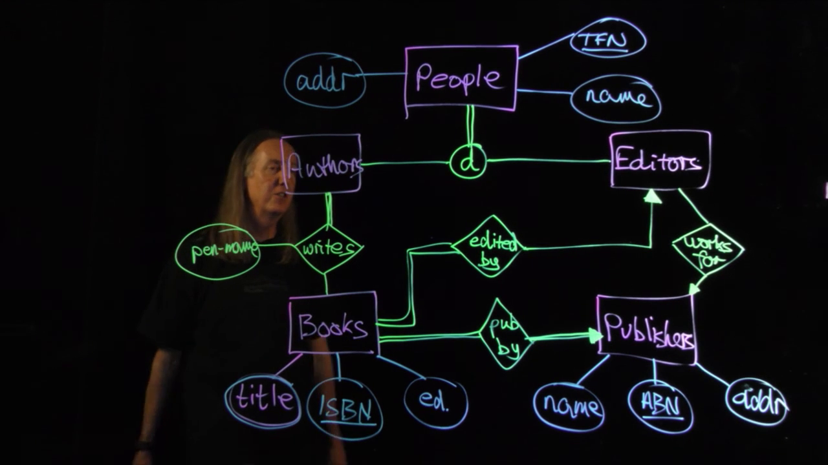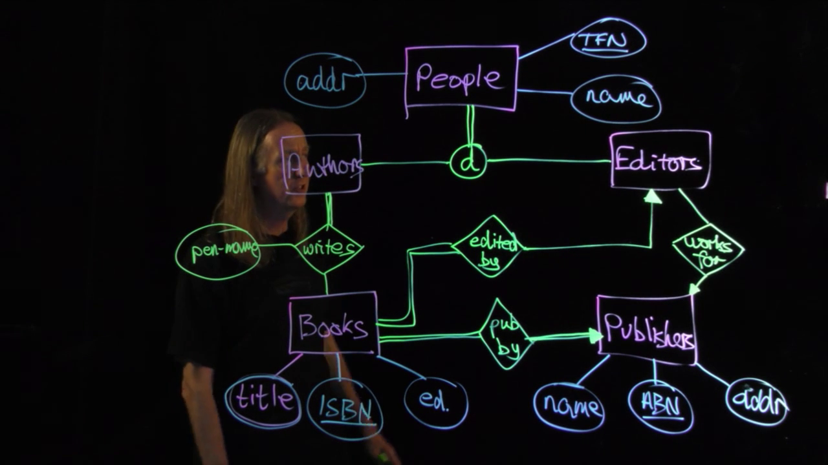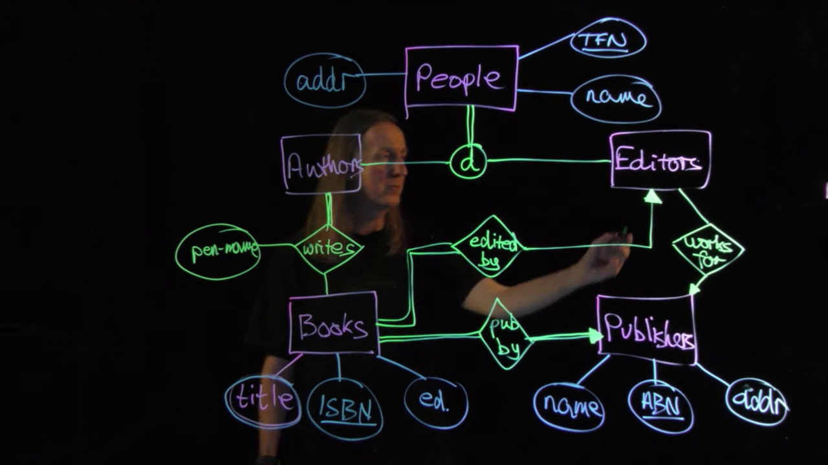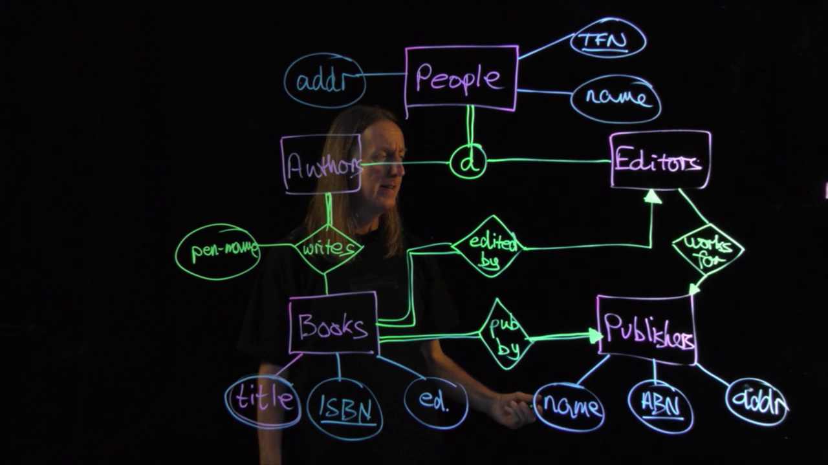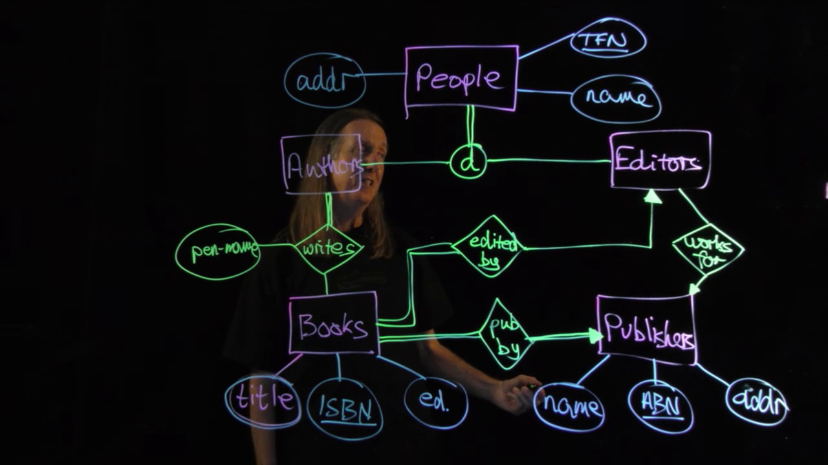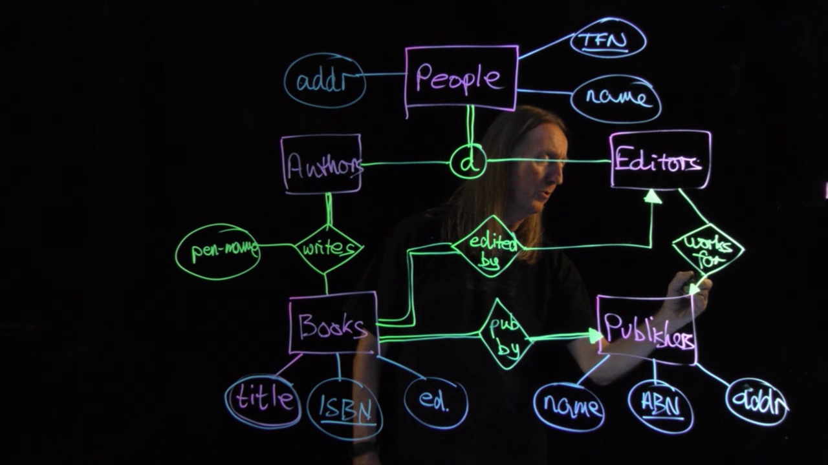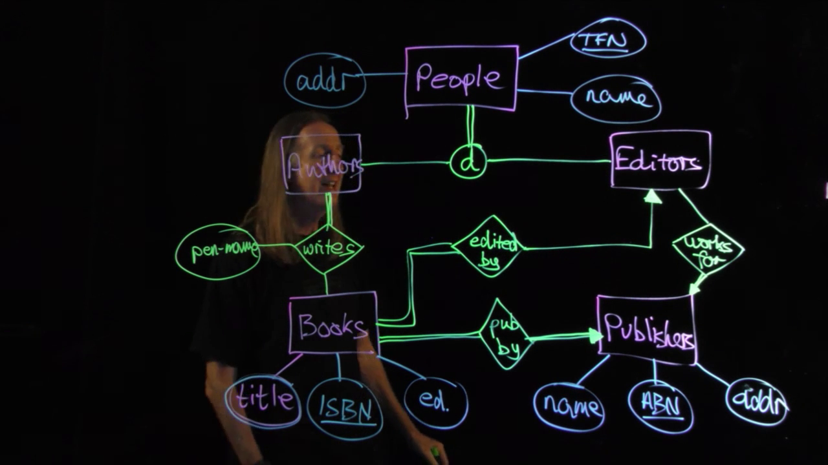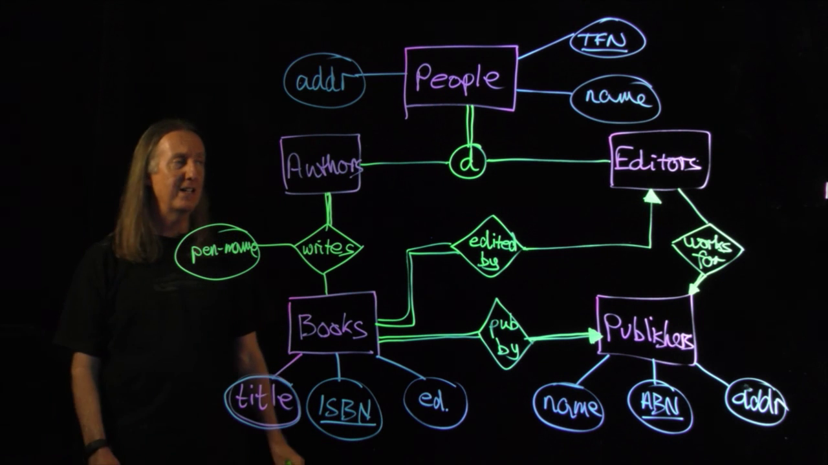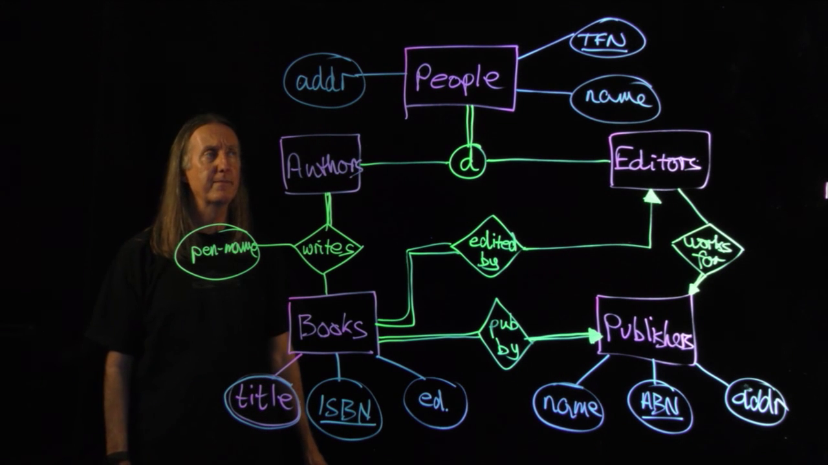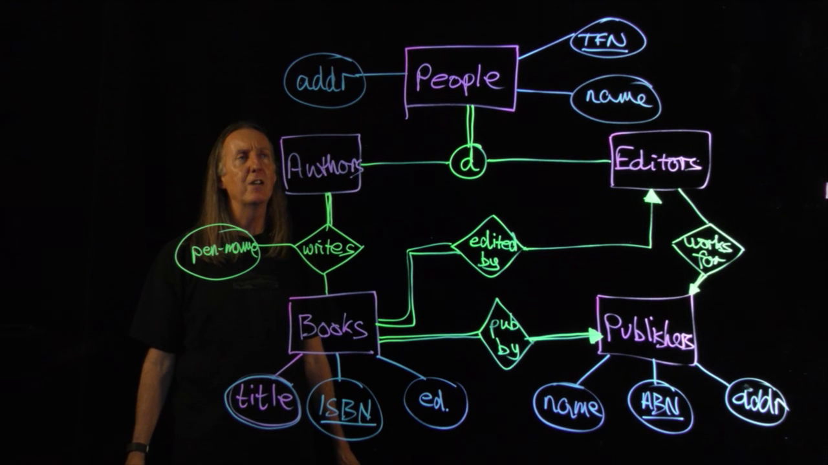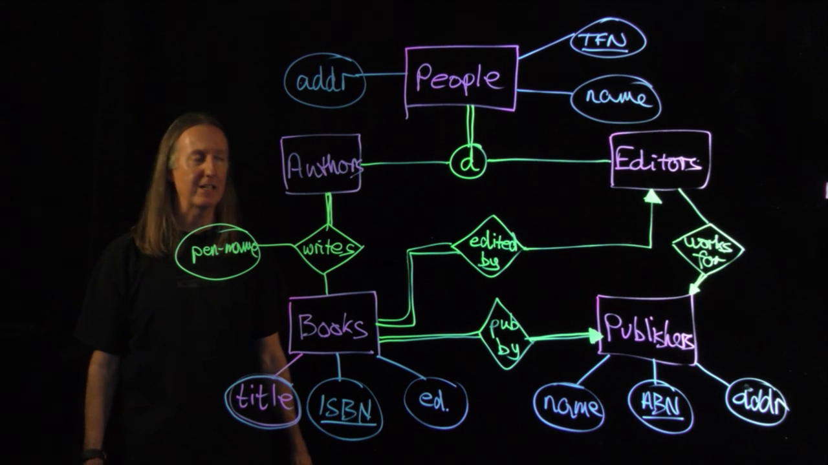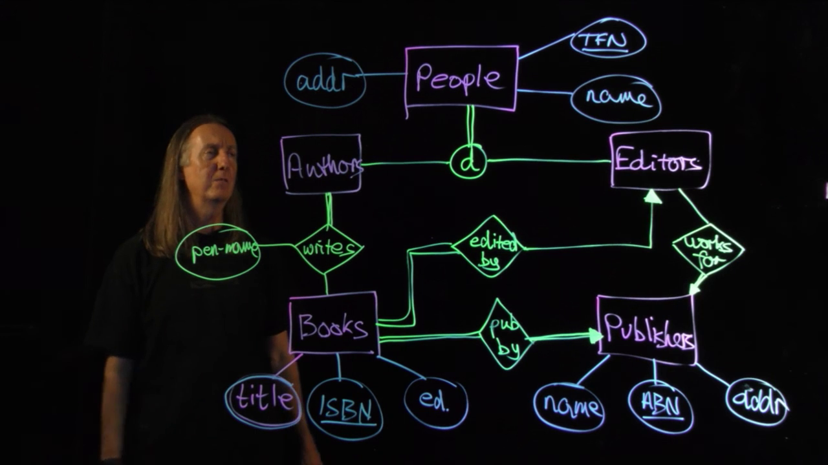I guess if there's an editor who's not editing any books, then maybe he's not working, or she's not working for a publisher, so we could leave that as not total participation. A publisher who didn't have any editors wouldn't be publishing any books, so we could insist that every publisher must have at least one editor working for them. And with all of that, I think we've pretty much satisfied all of the requirements in the spec. So there's our publisher schema.